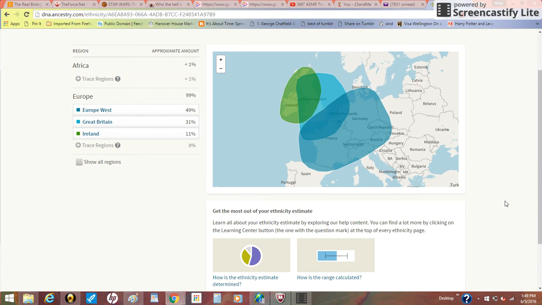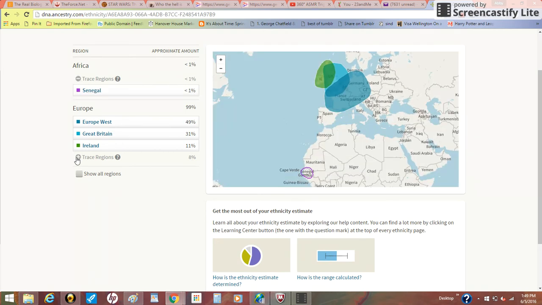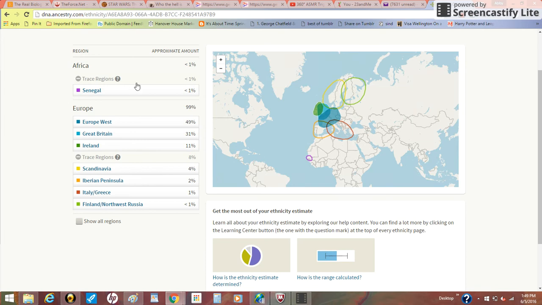Anyhow, what I've noticed most people do when I watch the videos is they'll just see this and say, okay, this is what I am, and that's all they'll do. No, no, no. What you want to do once you get these results is click on your trace regions. This is all that I am, according to AncestryDNA.